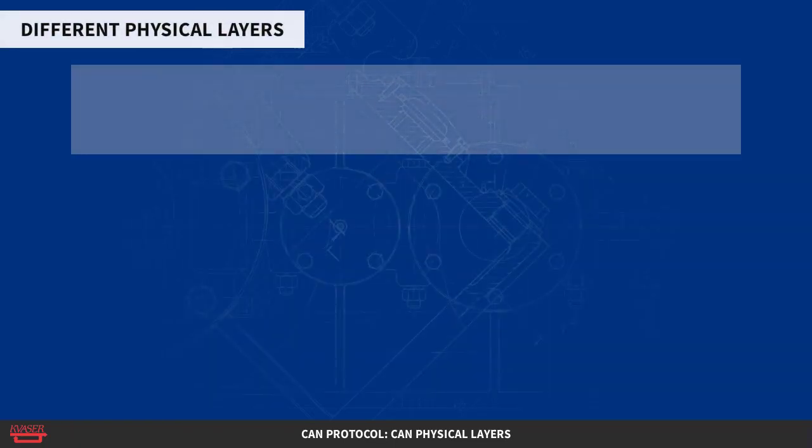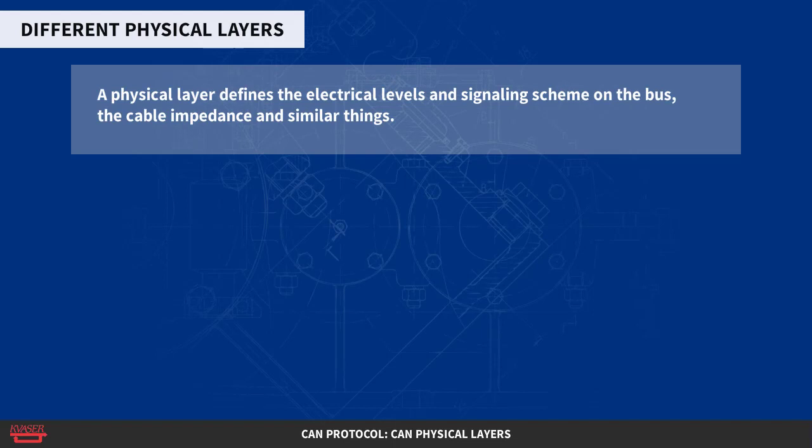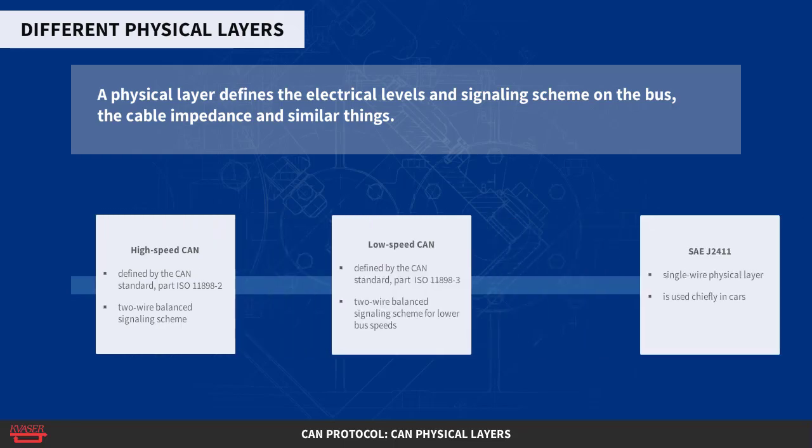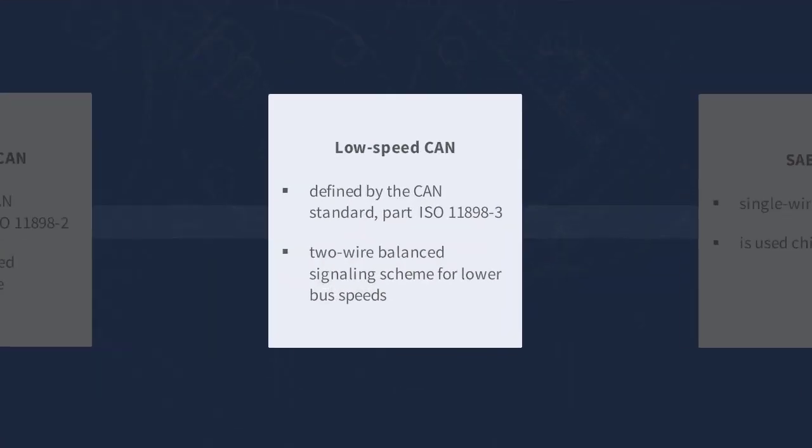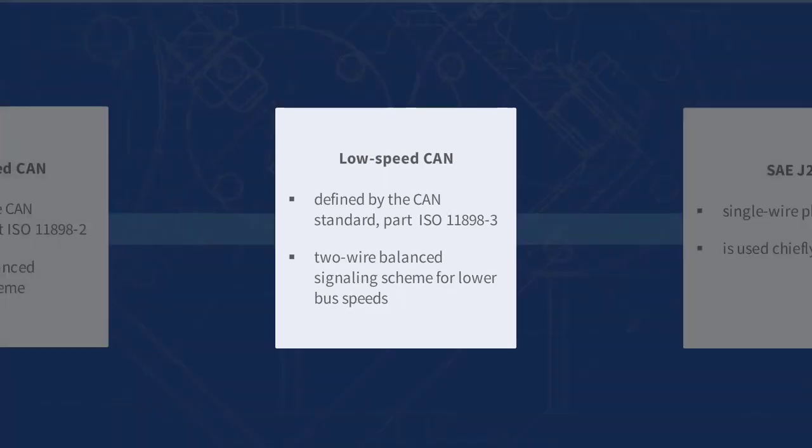Different physical layers. A physical layer defines the electrical levels and signaling scheme on the bus, the cable impedance, and similar things. There are several different physical layers. The most common type is the one defined by the CAN standard, part ISO 11898-2, and it's a two-wired balanced signaling scheme. It is also sometimes known as high-speed CAN. Another part of the same ISO standard, ISO 11898-3, defines another two-wired balanced signaling scheme for lower bus speeds. It is fault-tolerant, so the signaling can continue even if one bus wire is cut or shorted to ground, or VBAT. It is sometimes known as low-speed CAN.